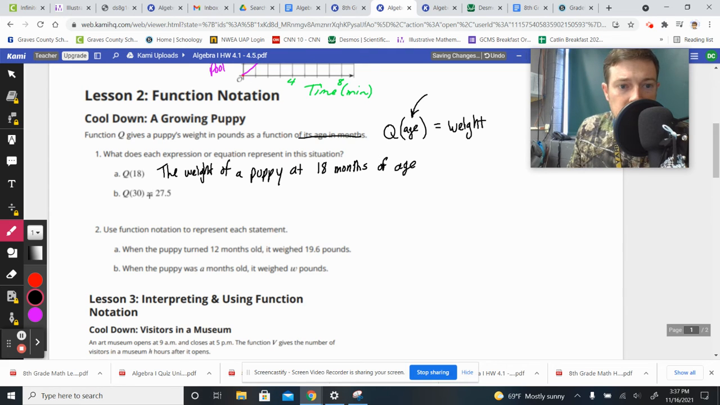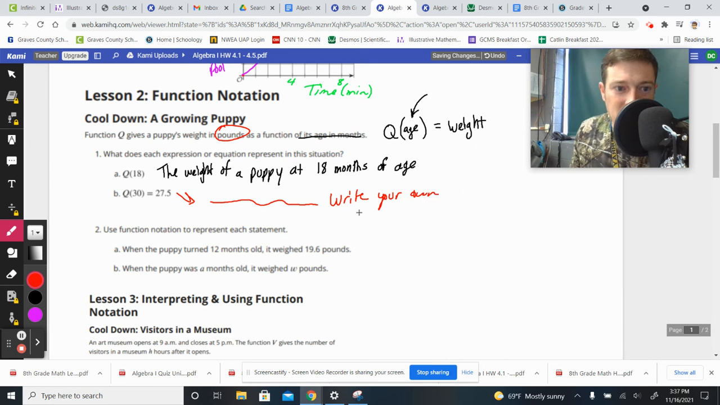Now, whenever it sets it equal to a certain amount, remember that's actually telling you we know the weight. The weight of that puppy is this at that particular age. So when you write this sentence here, that's what you're going to say. You're going to write, this is the weight of a puppy at age 30 months, and its weight is 27.5 pounds. Okay, so that's what you're going to write here. I'll save the time of you watching me write so you can write your own here. Okay, write your own.